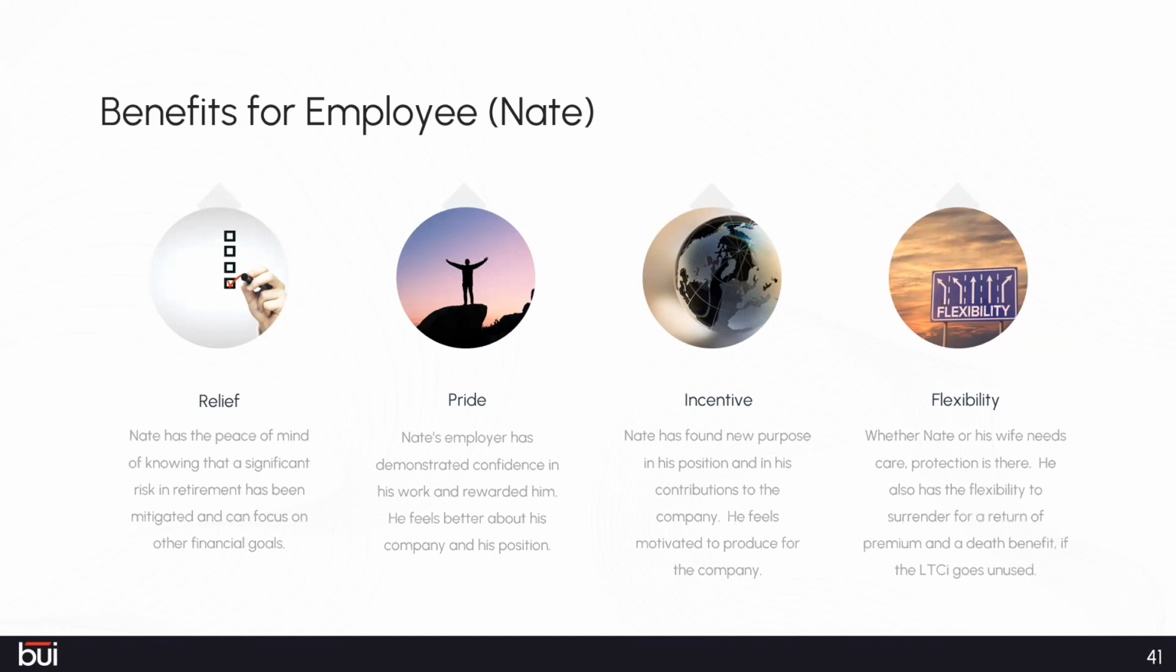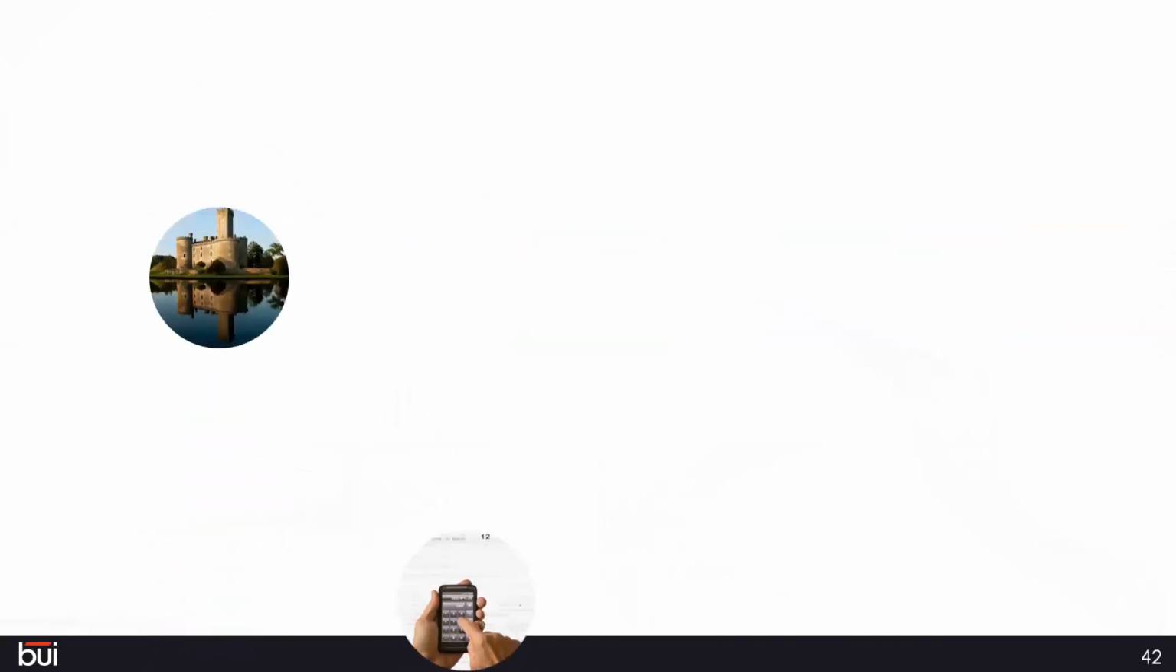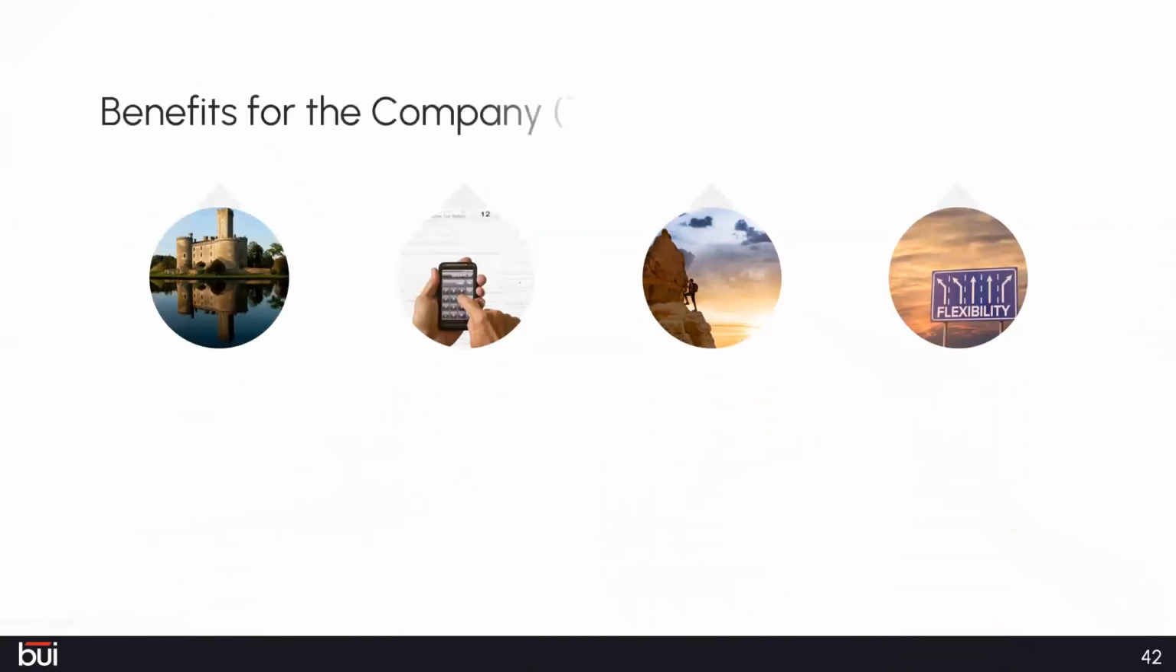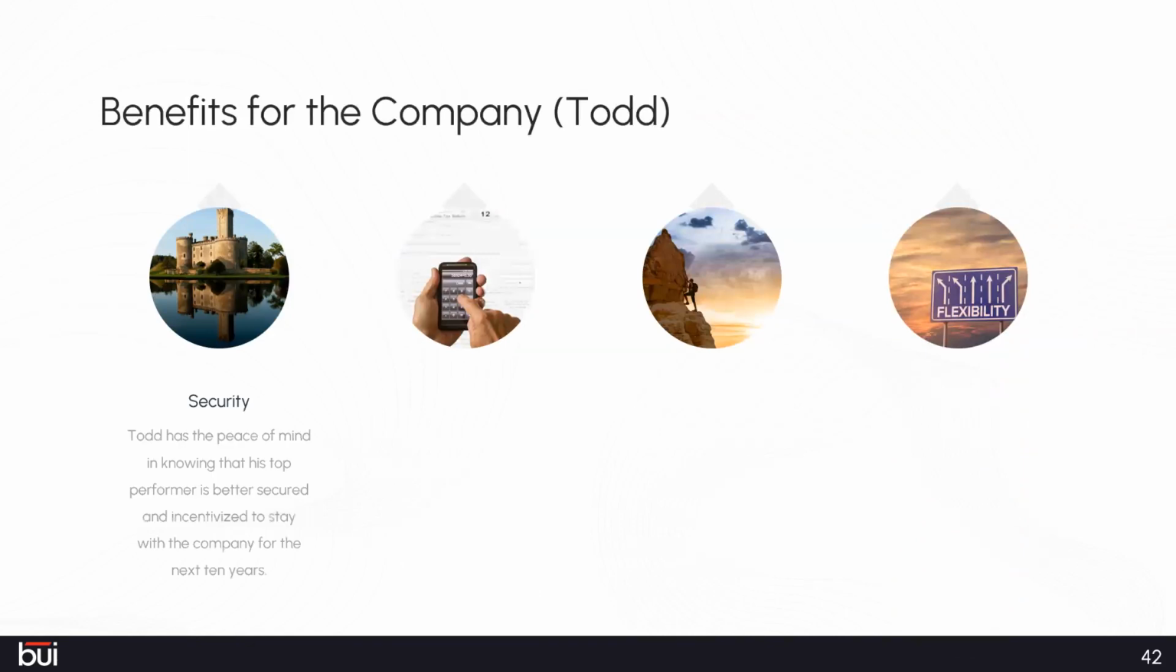And because he owns the policy, after the 10 years, if there becomes a better need for those dollars and he wants to reposition it, he has the flexibility to do so. So there's lots of benefits to Nate, but there's also benefits to the company. The company here being Todd.